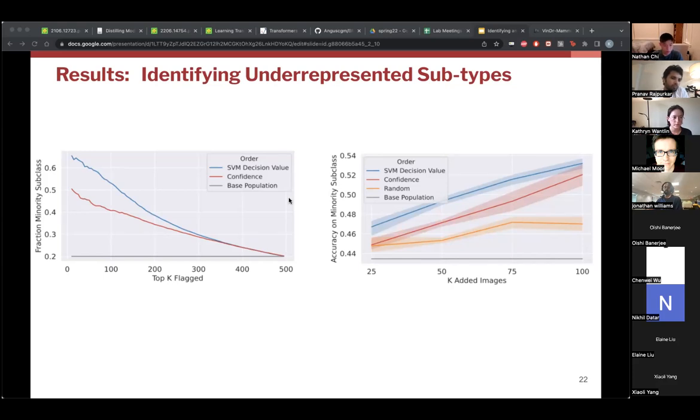So this is very similar to the graphs you saw for CIFAR 10. And then on the right, you see the results of adding examples back in, either using the SVM decision value or using the confidence value. And the SVM decision value gets you higher accuracy.